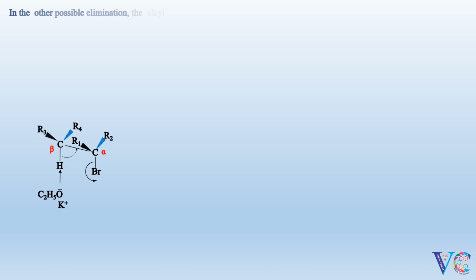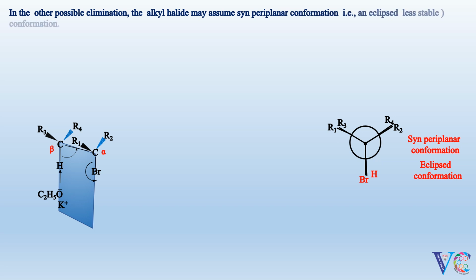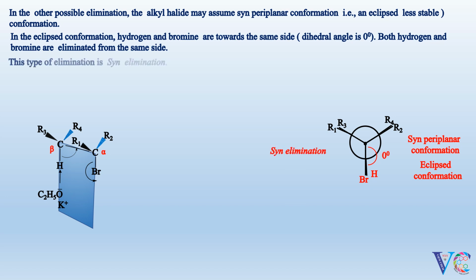In the other possible elimination, the alkyl halide may assume syn-periplanar conformation, that is, an eclipsed, less stable conformation. In the eclipsed conformation, hydrogen and bromine are towards the same side. The dihedral angle is 0 degrees. Both hydrogen and bromine are eliminated from the same side. This type of elimination is syn elimination.